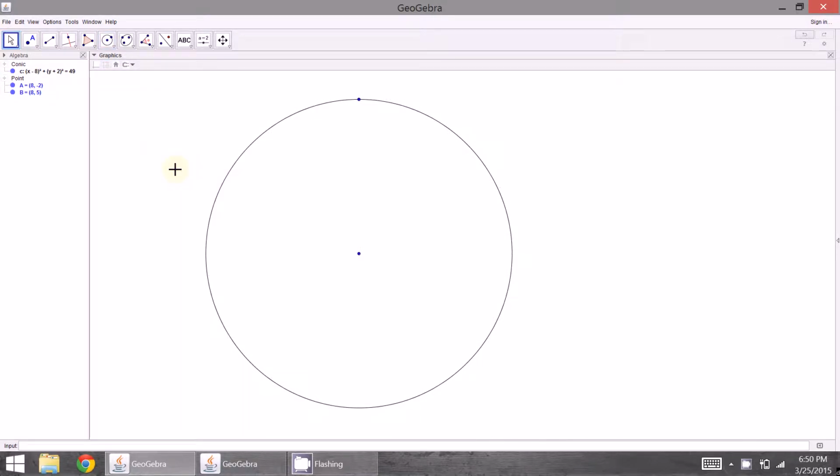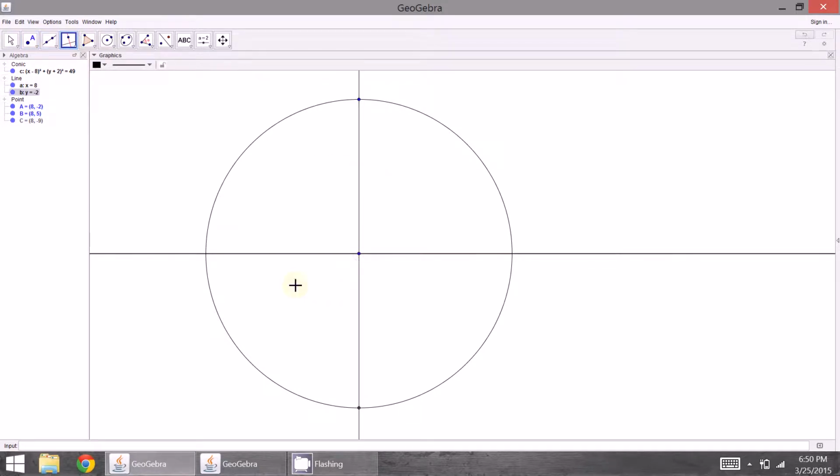Okay, and I'm going to draw a line through the center of the circle. So that from here to here is a diameter. So I'm also going to draw a perpendicular line through the center. And that gives us a right angle. So I'm going to draw that in.